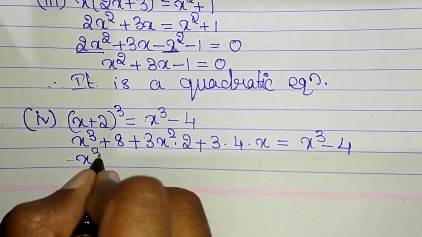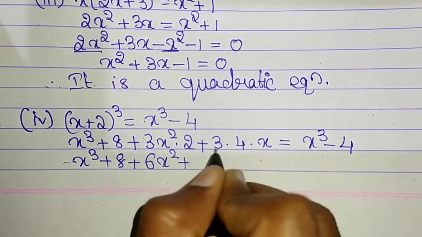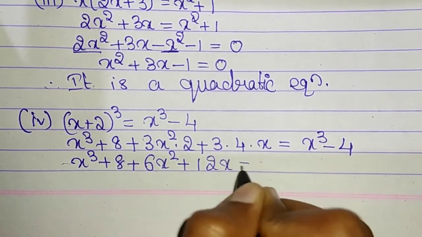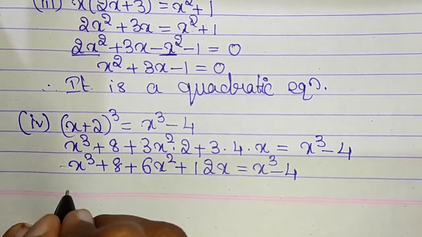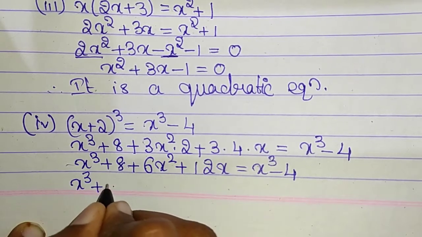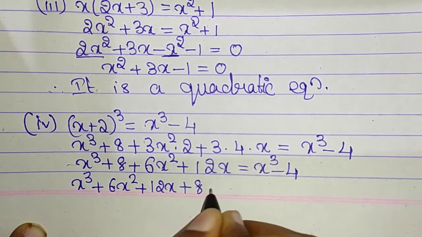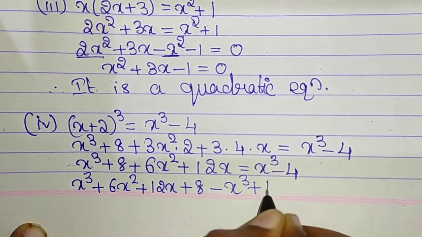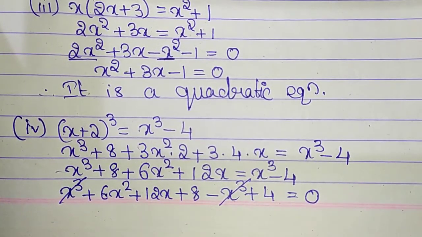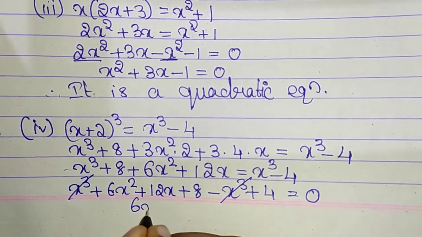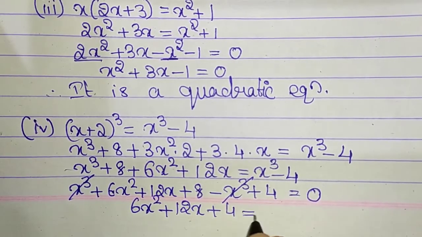So this can be rewritten as x^3 + 8 + 3 2s are 6x^2 + 3 4s are 12x is equal to x^3 - 4. Transposing RHS to the left hand side, we get x^3 + 6x^2 + 12x + 8 - x^3 + 4 = 0. Here x^3 - x^3 cancels each other. So what is remaining is 6x^2 + 12x + 4 = 0.